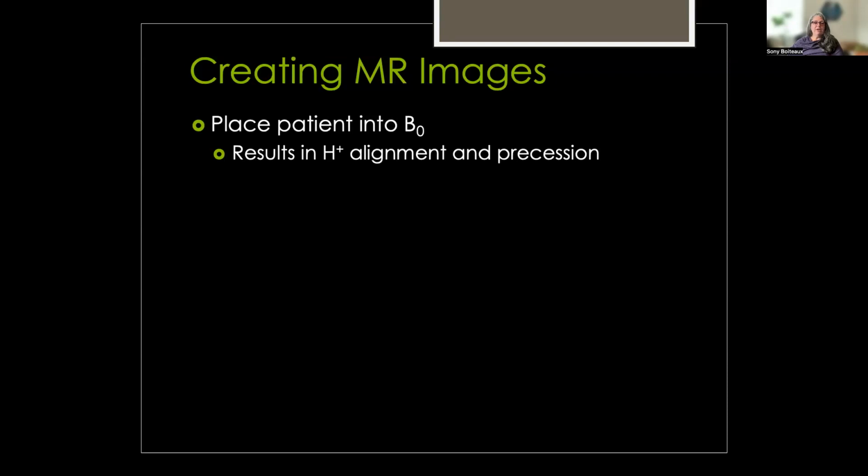So if you think about the human body, it has an abundance of hydrogen, right? We're about 80, maybe 85% water. Then we have lipids and proteins, and so there is an abundance of hydrogen present in our body. And the good news is that we can use that to create our MRI images.